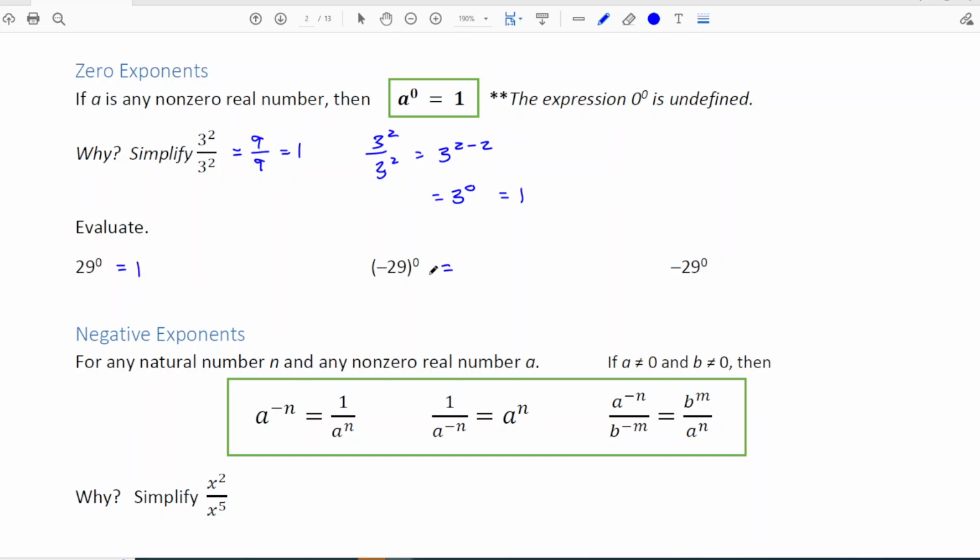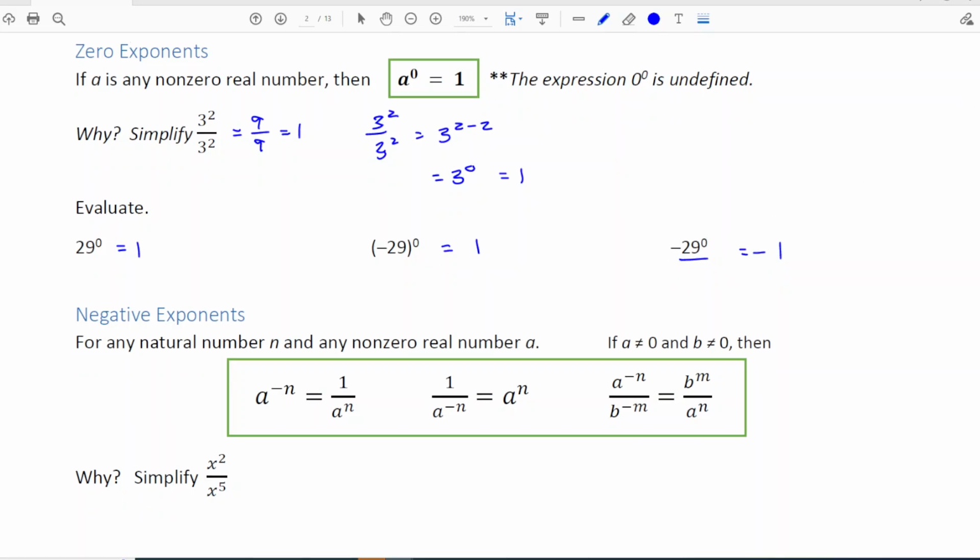So if I ask you to evaluate 29 to the 0, you'd say 1. If I ask you to evaluate negative 29 to the 0, you'd say 1. But if I asked you to evaluate negative 29 to the 0, where only the 29 is attached to the exponent 0, this answer would actually be negative 1. So just be careful with those ones.